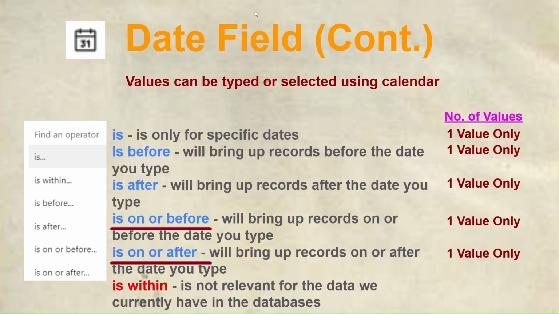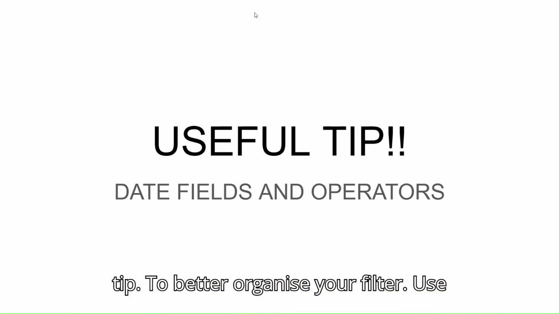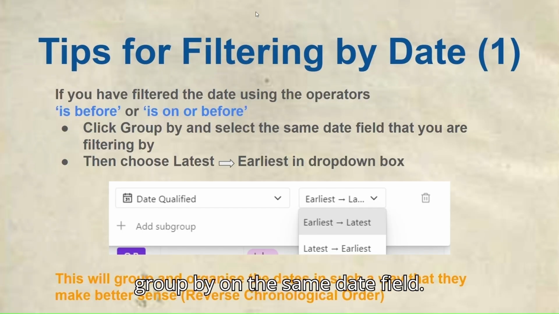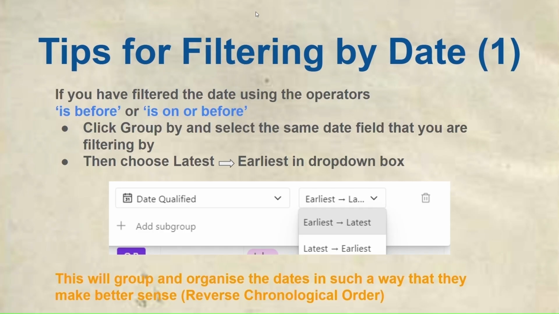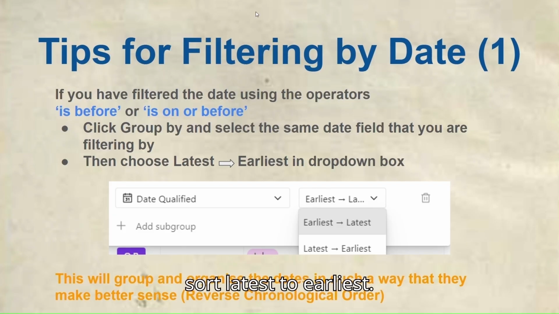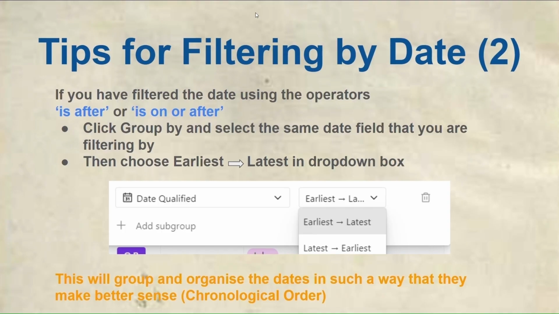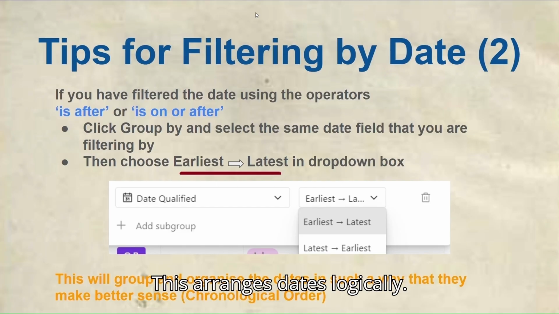The is on or before and is on or after are pretty self-explanatory. For a useful tip, to better organise your filter, use group by on the same date field. For is before or on or before, sort latest to earliest, and for is after or is on or after, sort earliest to latest. This arranges dates logically.